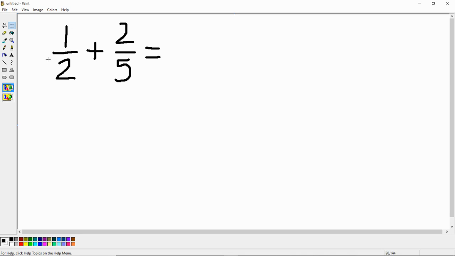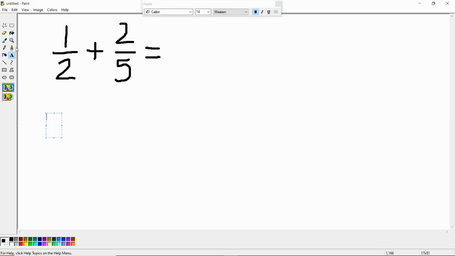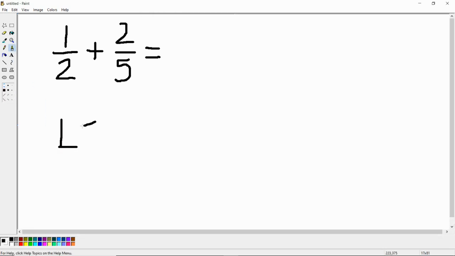So in order to add these two fractions, I have to make the 2 and the 5 the same. Well, how do I do it? I find the LCM. The LCM of what? Of 2 and 5. So let's go ahead and find the LCM of 2 and 5. We're finding multiples here. That's what the M is.